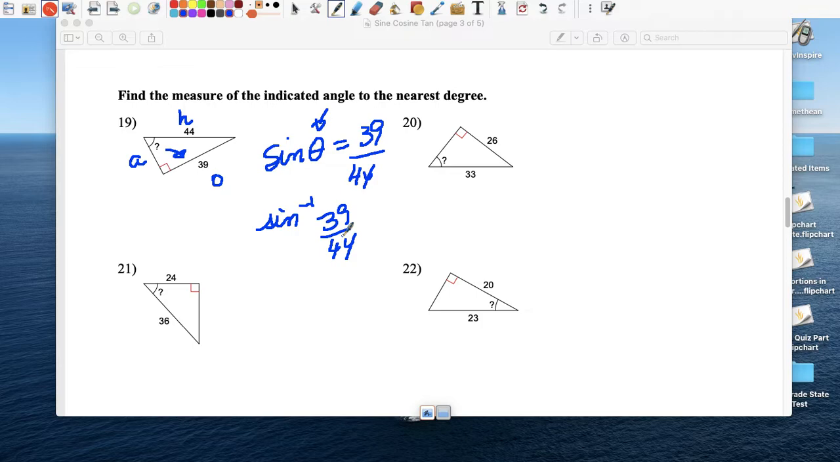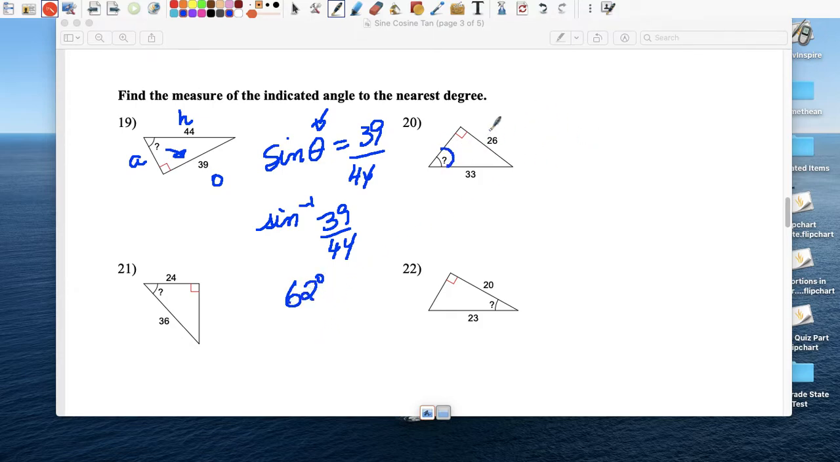So that one's actually number 4. Second function, pi. I believe that's number 4 on the yellow calculator. I don't know if you're using an iPhone, that's different. And then we enter 39 over 44. And our angle, to the nearest degree, is 62.